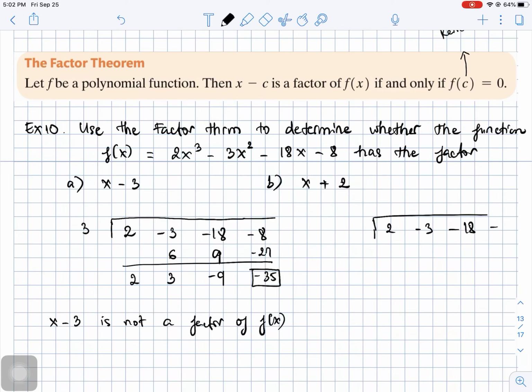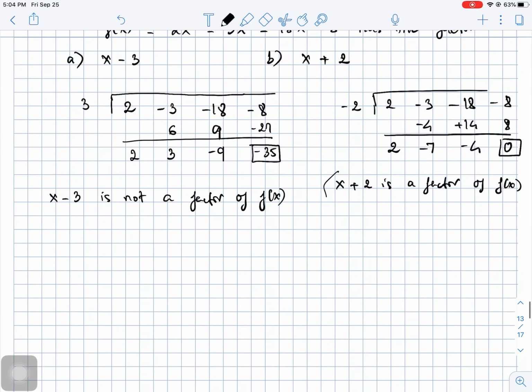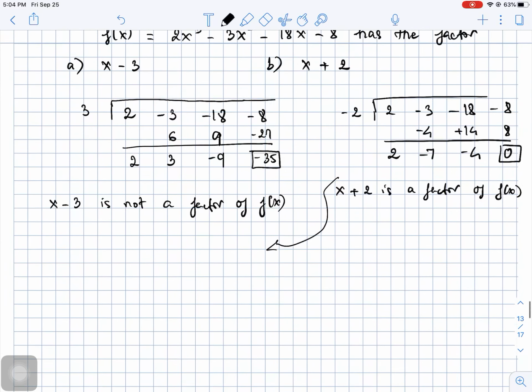Now we do the other one. 2, negative 3, negative 18, and negative 8, divide by negative 2. We bring the 2 down. We multiply 2 and negative 2, which is negative 4. And we get negative 7 when we add them up. And then positive 14, so we get negative 4. And then positive 8, the remainder is 0. When the remainder is 0, we can conclude that x plus 2 is a factor of f of x.